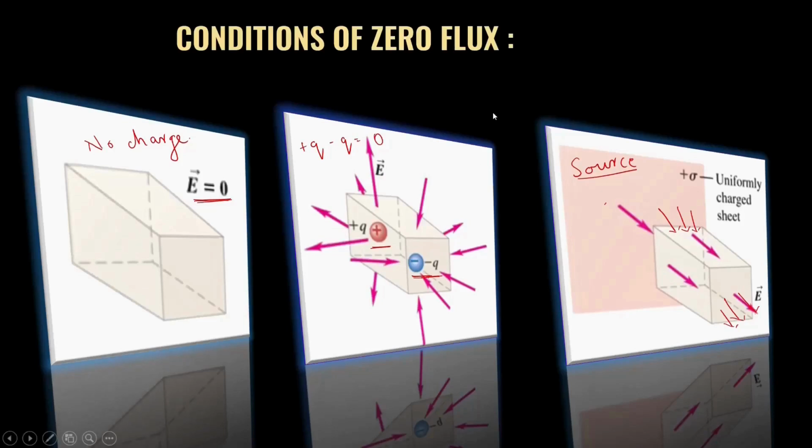So there are three different situations: when no charge is present, when equal and opposite charges of the same magnitude are present in the box, and when the source of the charge is present outside the box. In such situations we will have the condition of zero flux.